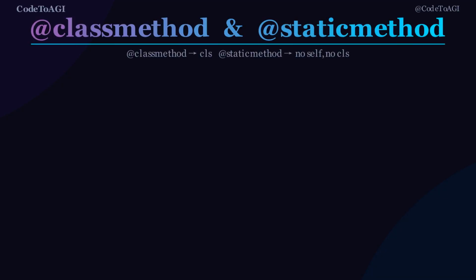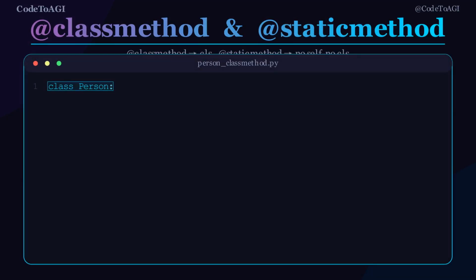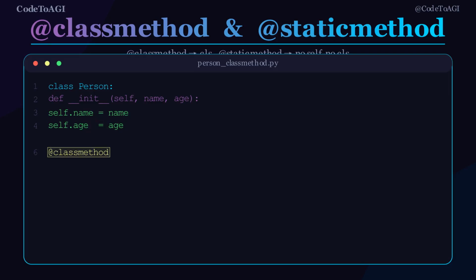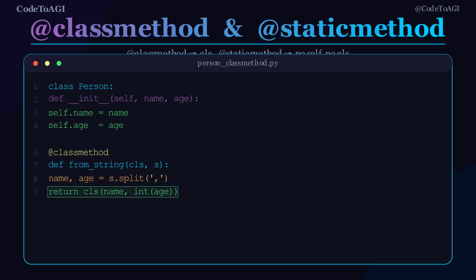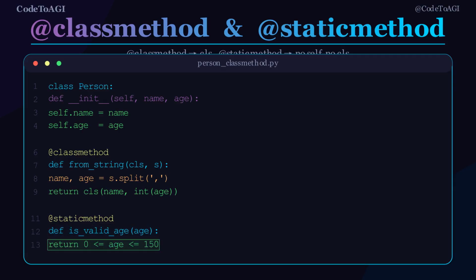Class methods and static methods are two more essential tools. A class method belongs to the class, not to any specific object. Use the @classmethod decorator and cls as the first parameter instead of self. cls refers to the class itself. Class methods are perfect as alternative constructors. from_string takes a string like Ollie, 25, splits it, and returns a new person object. This is how Python's datetime module works.